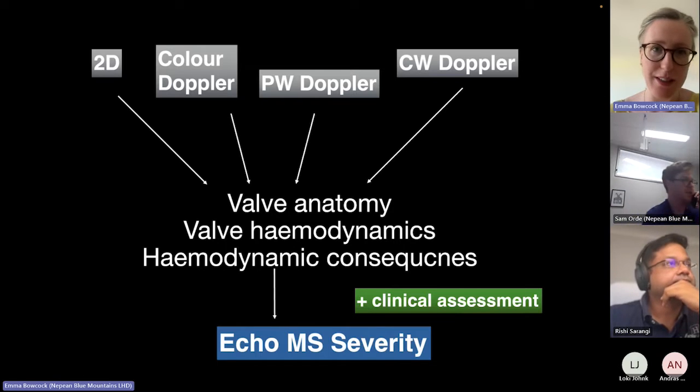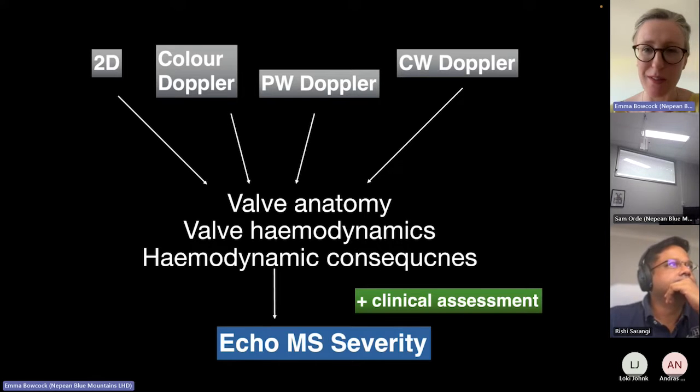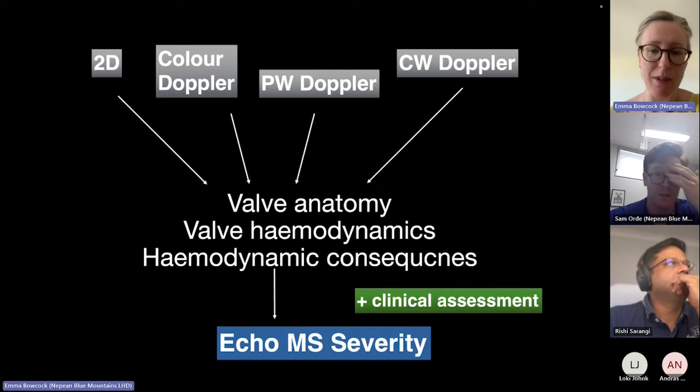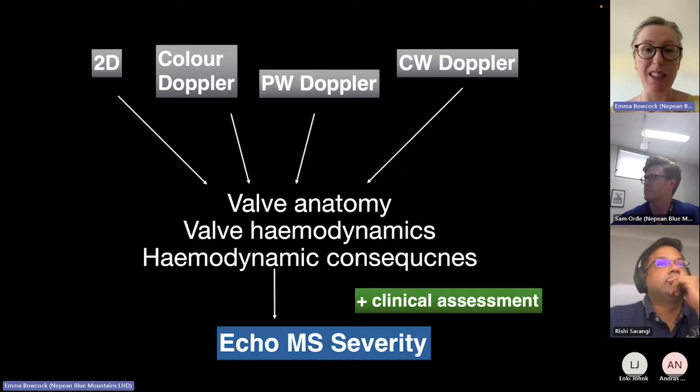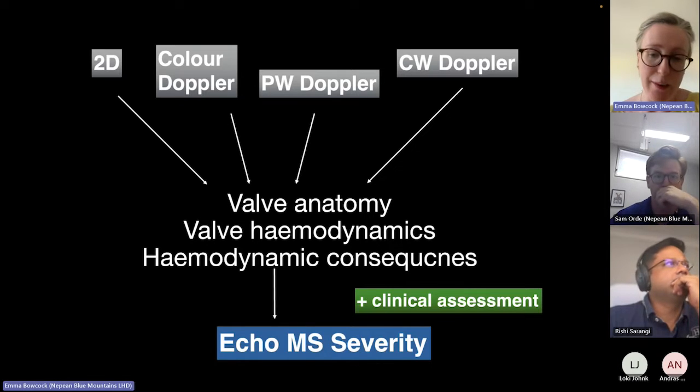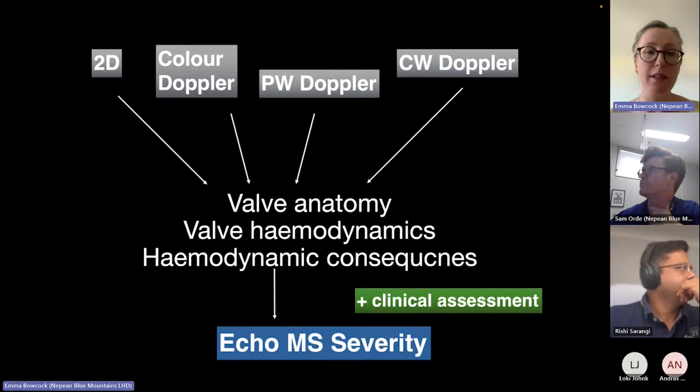Systematic, as always, using a combination of echo assessments, so 2D, color Doppler, pulse wave, and continuous wave. Less pulse wave for mitral stenosis, I think. And ultimately, what we're going to be looking at is valve anatomy, valve hemodynamics, and what the hemodynamic consequences are, and combining that with the clinical assessment, putting that together with our echo mitral stenosis severity assessment to start making plans for patients.